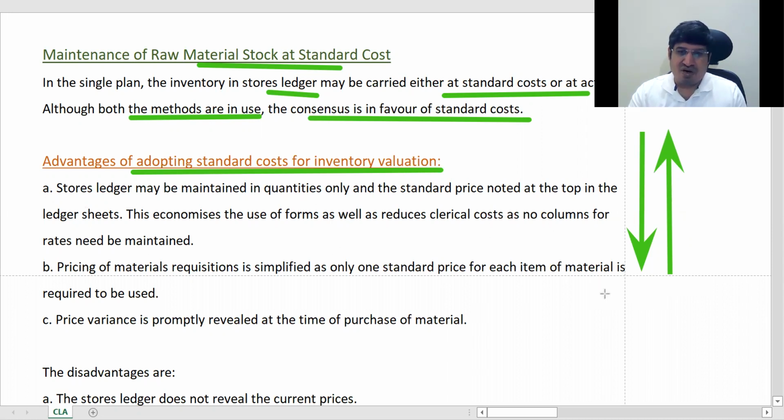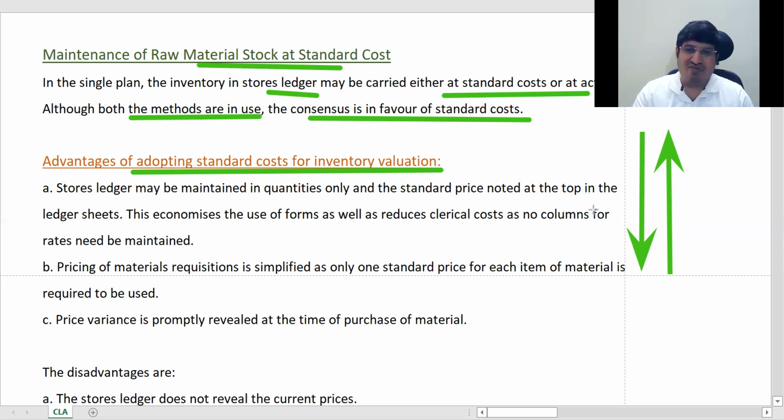So the balance at any point of time, you only have to maintain your physical balance. That is, I have 500 kg. You only have to maintain that. You don't have to maintain cost, because if anyone is asking you the price, just multiply by standard price, you'll get it directly. So maintenance becomes very easy and issuing also becomes very easy. That's the first 2 points.